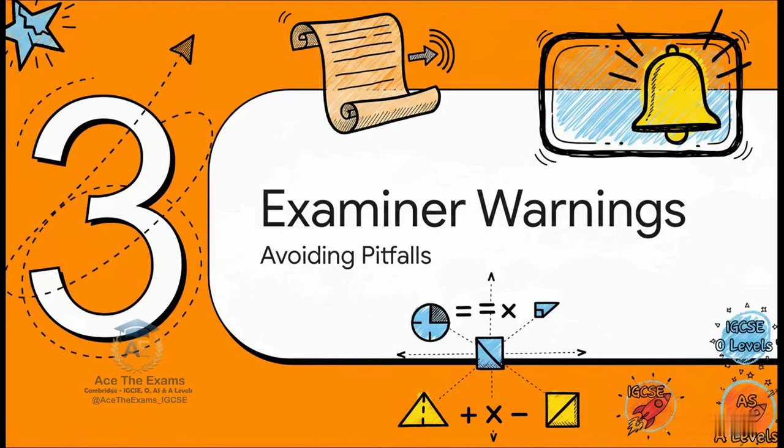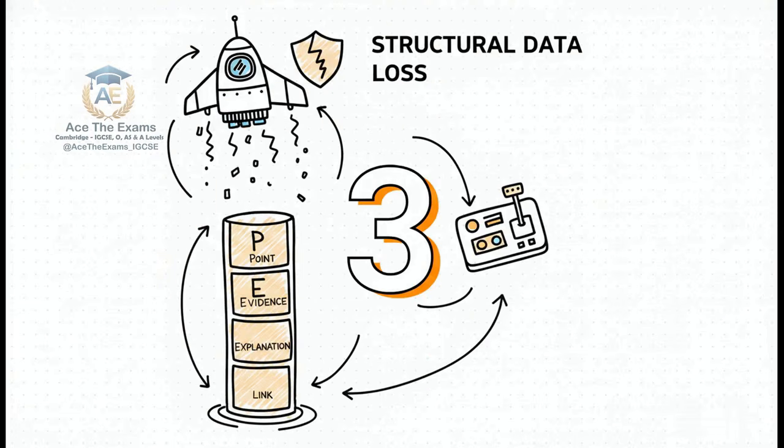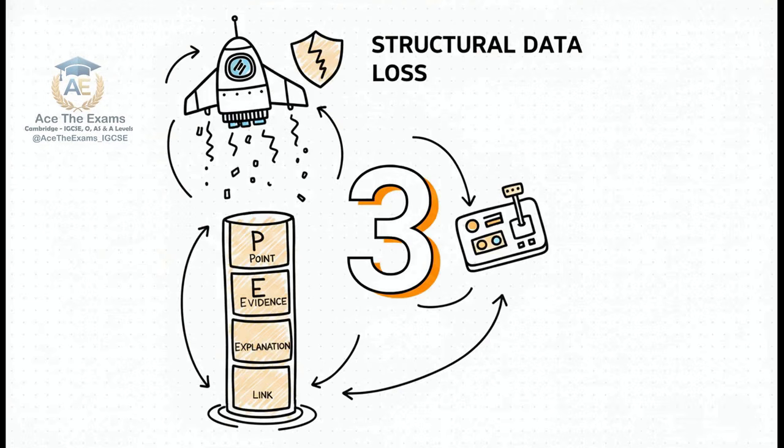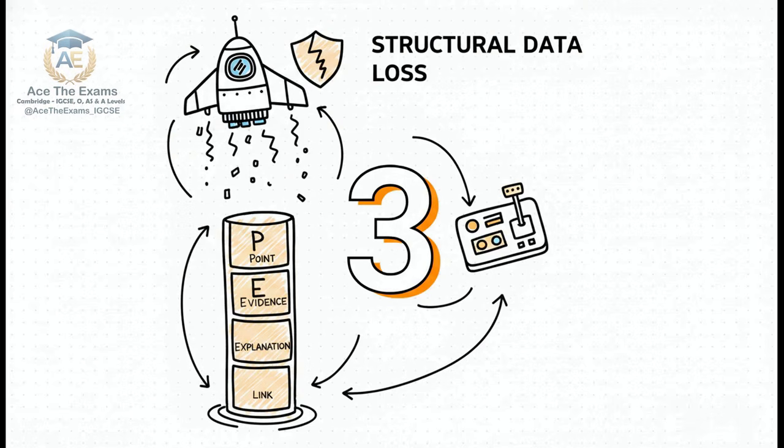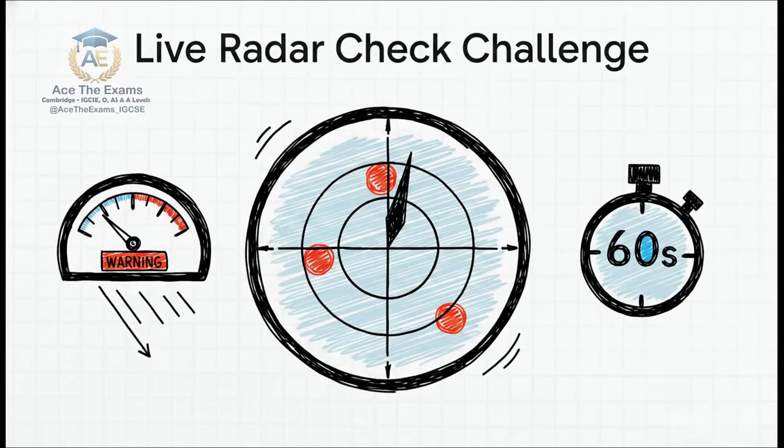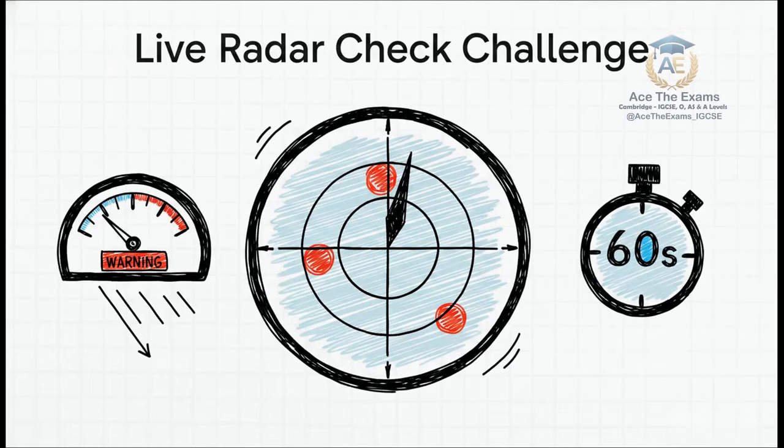Flight Director initiating Phase 3, Critical Examiner Warnings, the Pitfalls. Straight from the Cambridge Principal Examiner reports, our radar has identified exactly 3 recurring structural flaws. 3 mistakes that cause well-prepared students to needlessly hemorrhage marks during the final descent. I am handing manual control over to you, the viewer, for our interactive radar check arena.